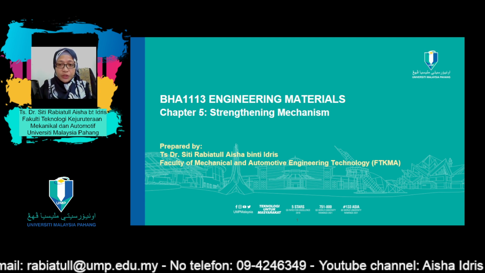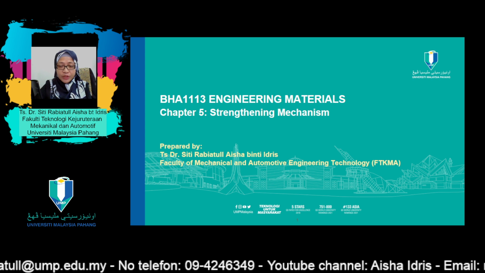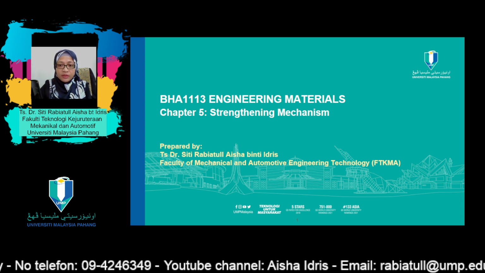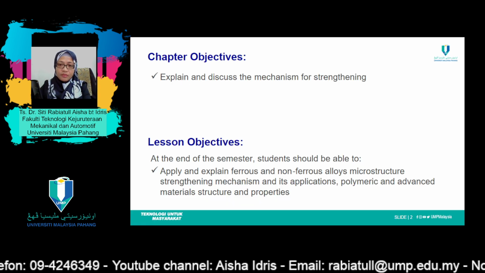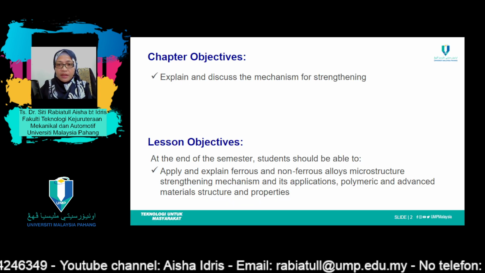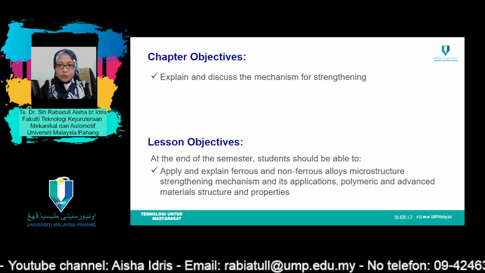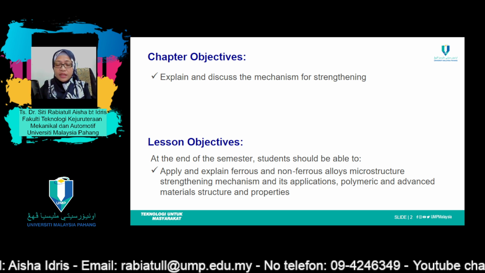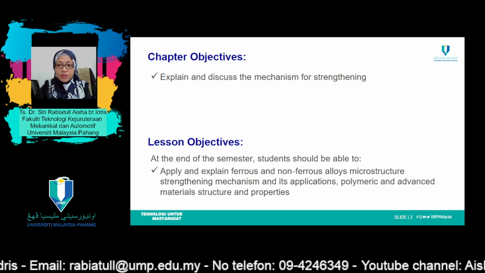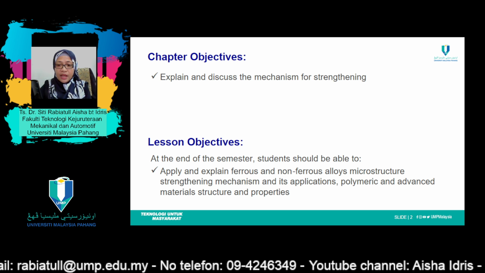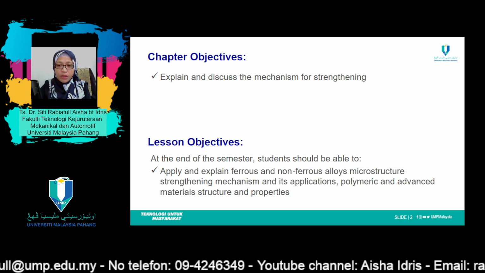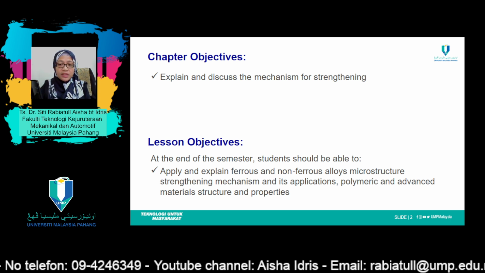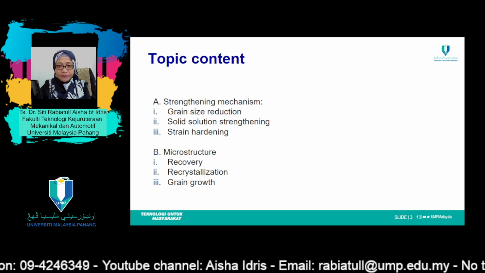So we are going to continue with chapter 5 in this subject, BHA1113 Engineering Materials, with the topic titled Strengthening Mechanism. For the chapter objectives, today you should be able to explain and discuss the mechanism for strengthening. As for the lesson objectives, at the end of the semester, students should be able to apply and explain ferrous and non-ferrous alloys microstructure strengthening mechanism and its applications, polymeric and advanced material structure and properties.